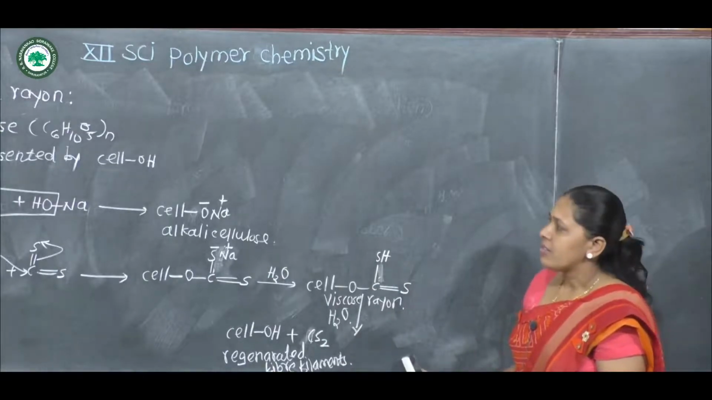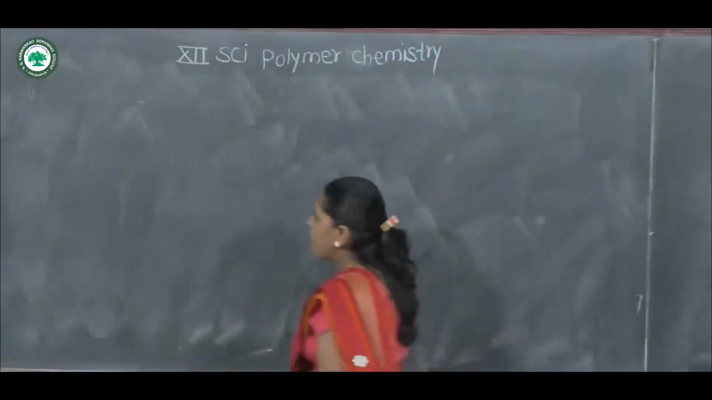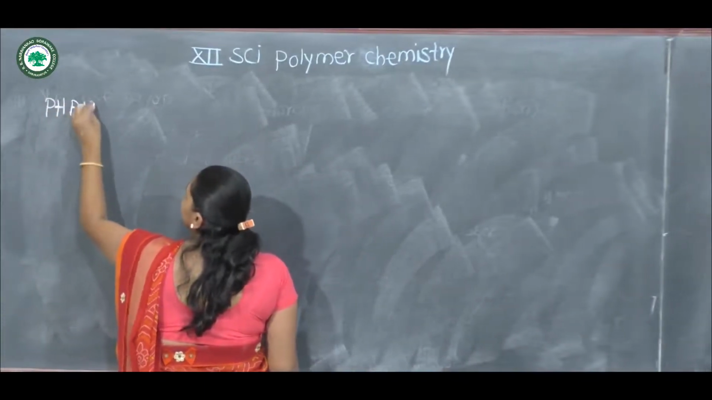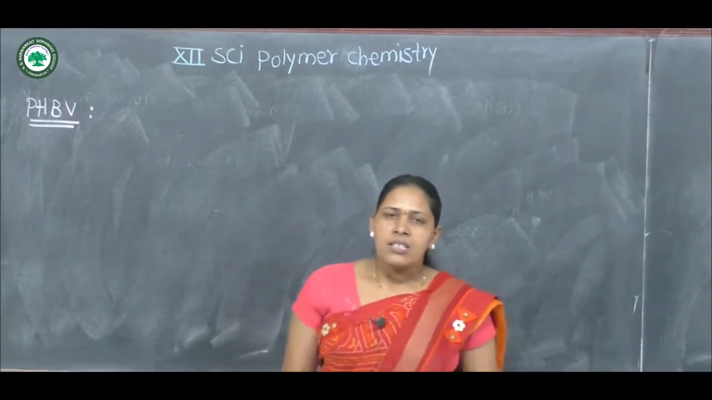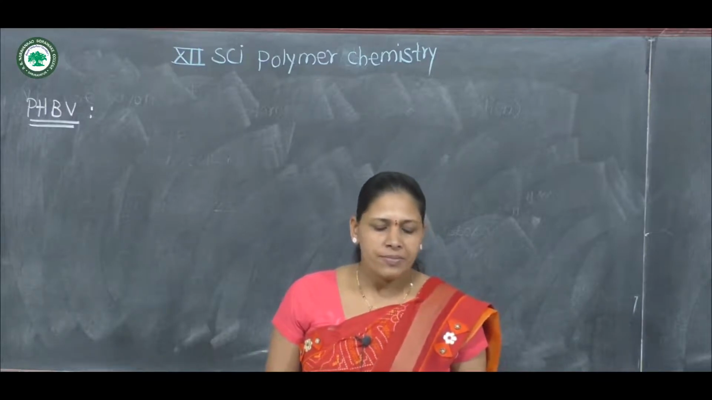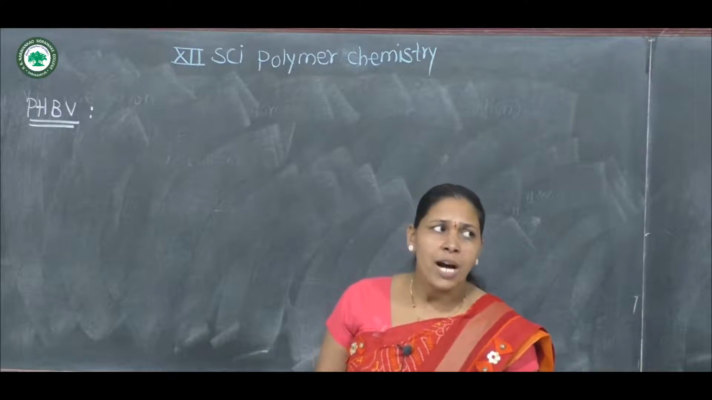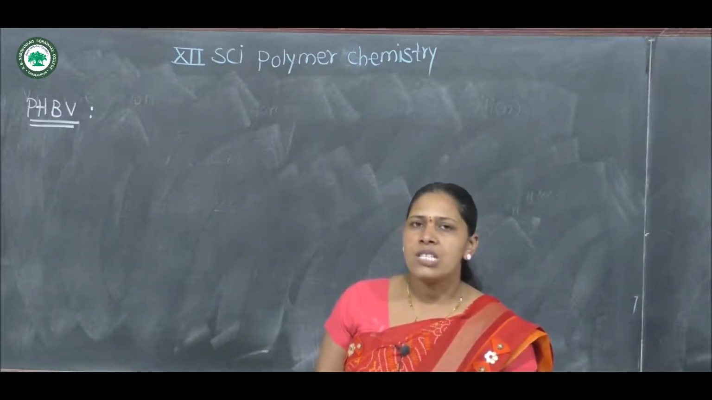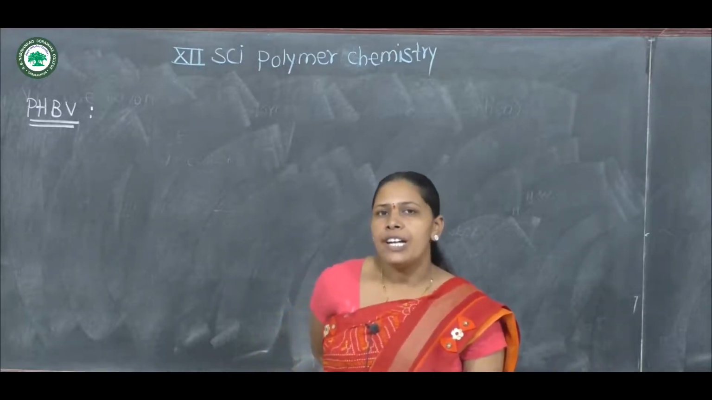Then the last polymer is PHBV. This polymer is a biodegradable polymer. One classification of polymers is on the basis of biodegradability. There are two types of polymer: first is biodegradable polymer and second is non-biodegradable polymer.